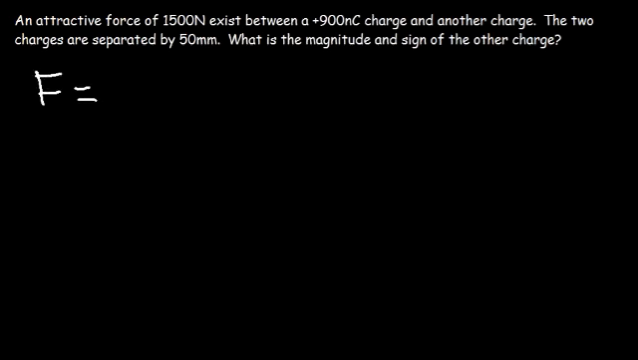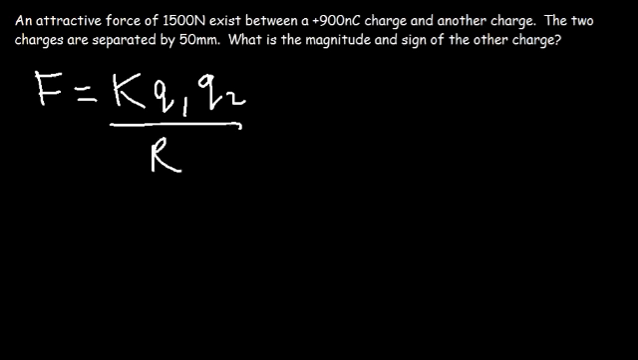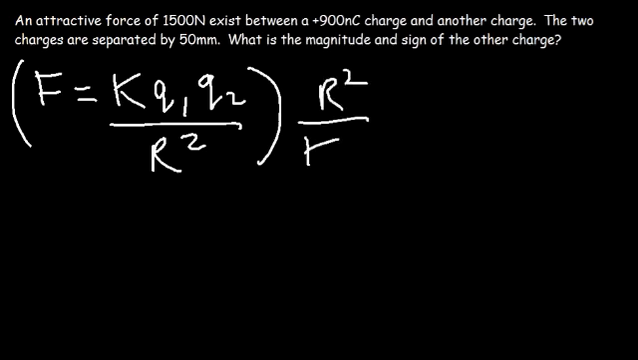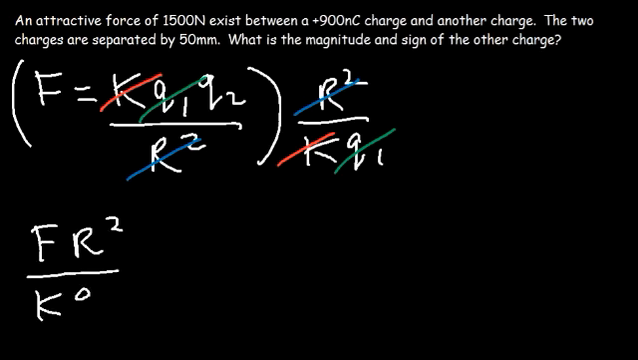So let's start with the equation that is associated with Coulomb's law. Let's say Q2 is the other charge that we're looking for. So let's solve for Q2. What we need to do is multiply both sides by r squared divided by kq1. On the right side, r squared will cancel, k will cancel, and q1 will cancel as well. So on the left side, it's going to be fr squared divided by kq1. Whatever you do to the right side, you have to do to the left side, so that both sides of the equation will maintain the same value. So Q2 is equal to everything we see on the left side.